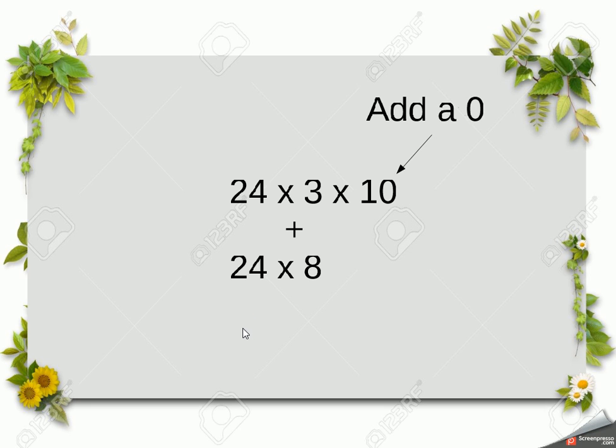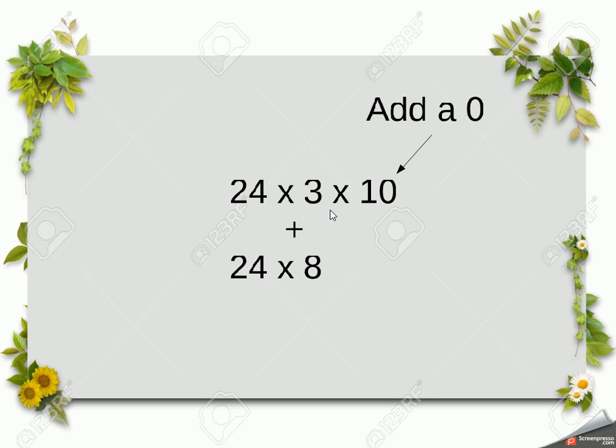Notice as well that doing 24 times 30 is actually 24 times 3 lots of 10. So I can actually again change that to 24 times 3 and add it to 24 times 8 if I put a 0 back on at the end of it onto the number I create at the top. So if I do 24 times 3 and then put a 0 on it, add it to 24 times 8, I've still got the same answer as 24 times 38.